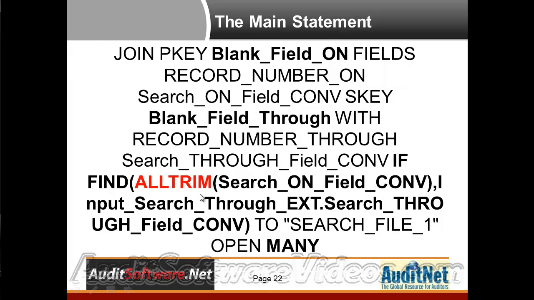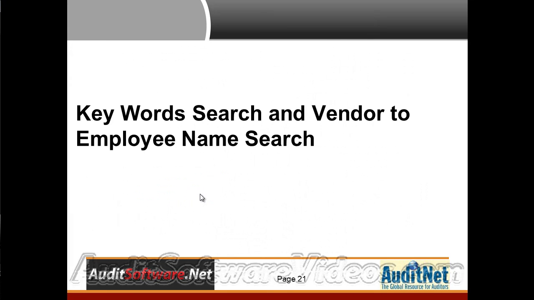Okay, so what we were going to talk about now is the keywords search and a vendor to employee name searching, and talking about a main and subroutine, but also a more extensive type of join within ACL. So we're basically going to be joining across two different files. So that's how we'll work on that.